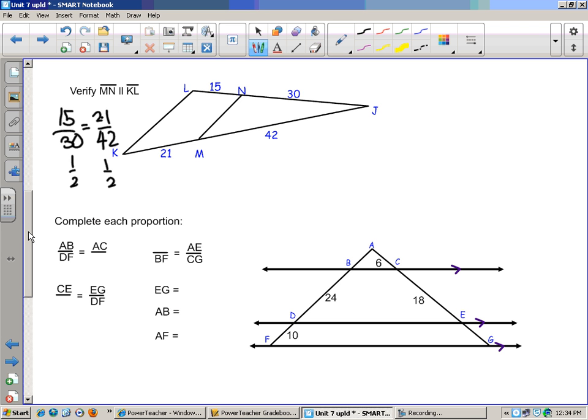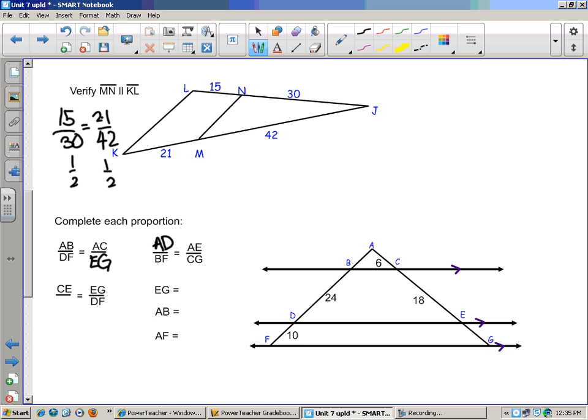So if AB is to DF the way AC is to, Anderson, what do you think? Right, good. EG. AE is to CG as what is to BF? So AE, CG, BF, and AD. Good.